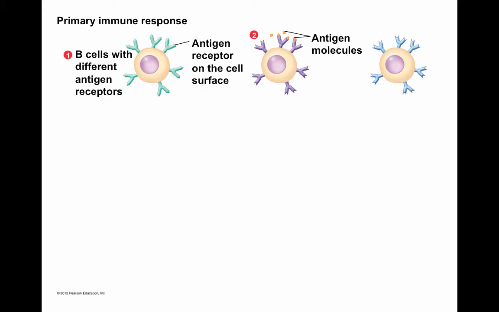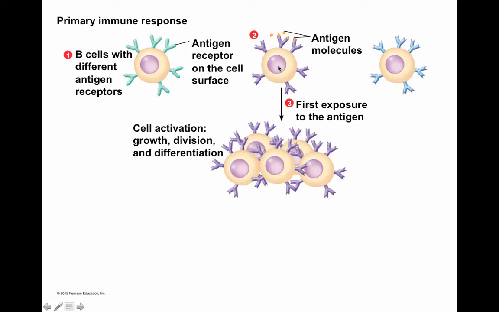Here's the antigen in this case. It's this little orange diamond, and you can see it does not match the receptors for this B cell, does not match the receptors for this one. It does have the chemical complementarity and binding capacity for this one in the middle. So this antigen will bind to the receptors, and this will actually cause activation and cloning of this cell.